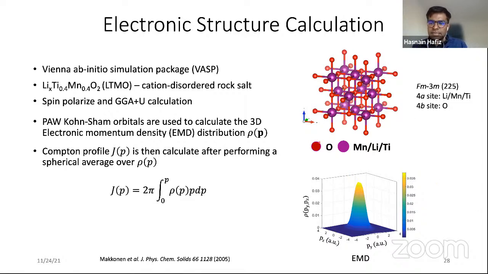We performed the DFT calculation and then used the Kohn-Sham orbitals to calculate the electronic momentum density distribution. And after performing a spherical average on this momentum distribution, we get this one-dimensional or two-dimensional parameter, that is the Compton profile. We can make it one dimension if we integrate it in two different directions, and two dimensions if we just choose two directions and plot it in a two-dimensional way.